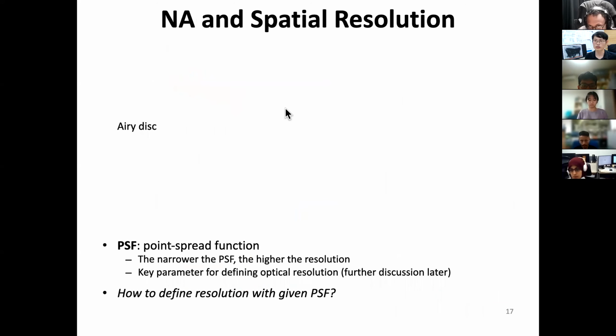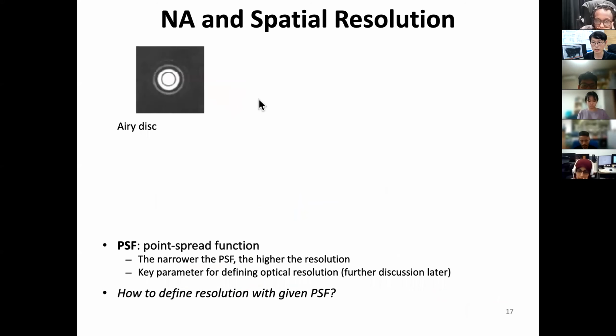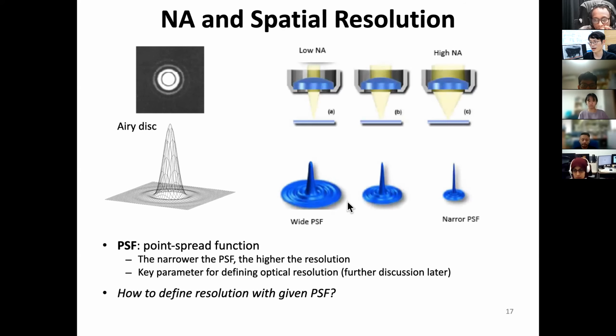Okay, so I want to just show what happens with your real objective, the best one. You take a point source, you actually never get a point. You will get this so-called Airy disk. If I plot it as a profile of intensity, it'll look like this. So there's a central ring and ringing happens. That's why I plot it this way, low NA, high NA. This is called a point source being imaged as a spread, so people define it as the PSF, or point spread function.